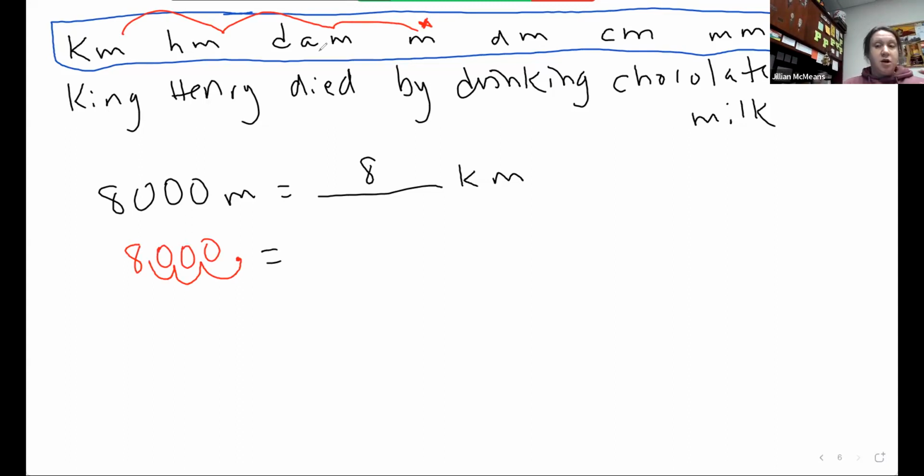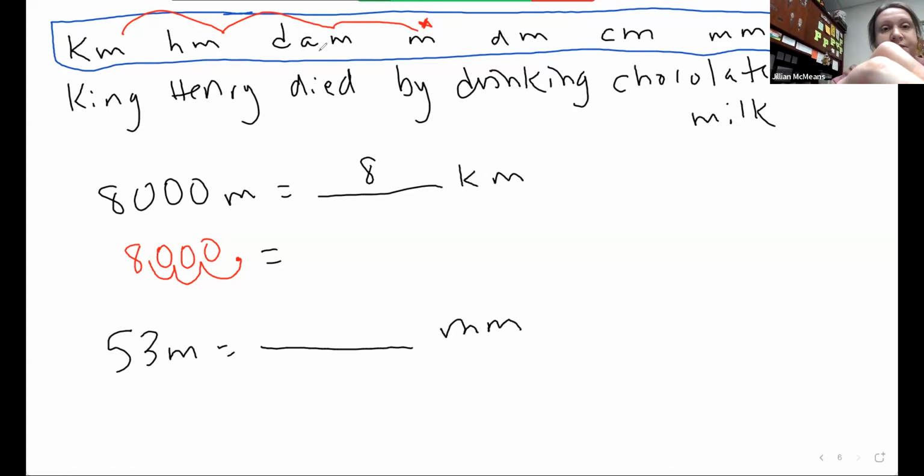When you're going from a larger unit to a smaller unit, you're really just multiplying by powers of 10. When you're going from a smaller unit to a larger unit, you're just dividing by powers of 10. And all you're really doing is moving a decimal back and forth. Okay, so let's look at another one. Let's say we have 53 meters, but this time we want to convert to millimeters.